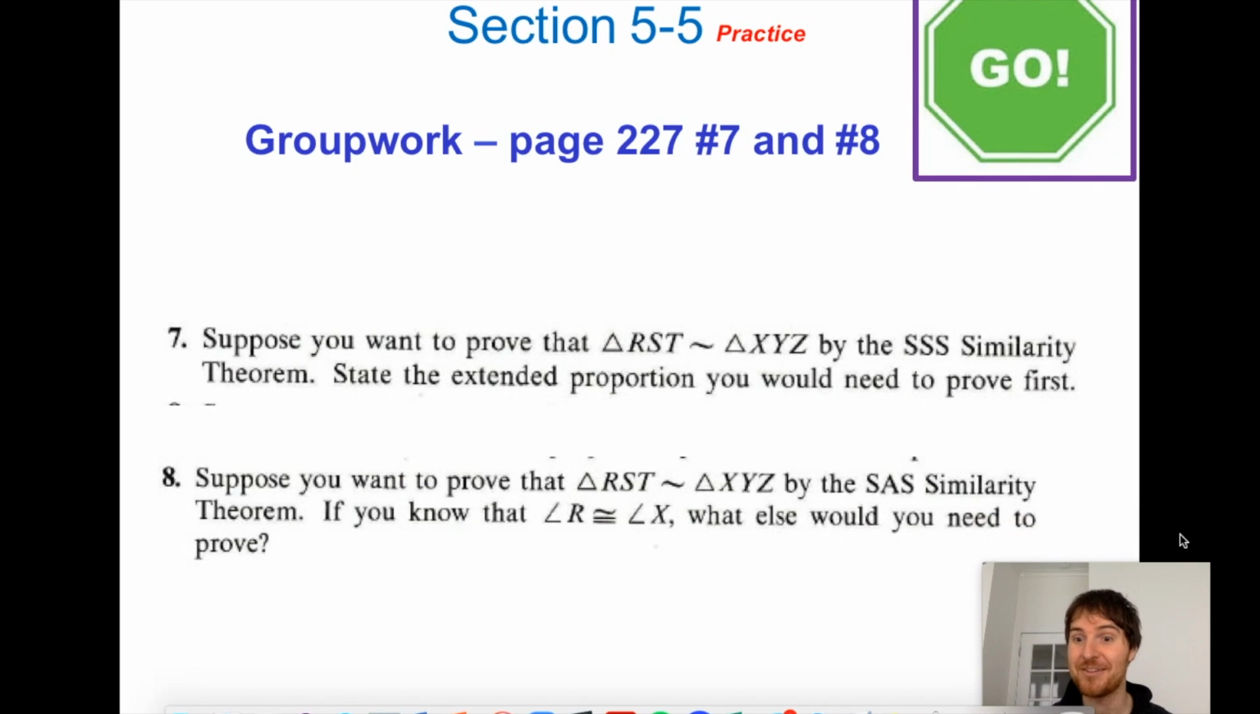Okay, ready, set, go. Think about it. You learned these 2 similarity theorems in the video. Didn't you watch the proofs of it? You did. Give it 30 more seconds. Ready, set, go.